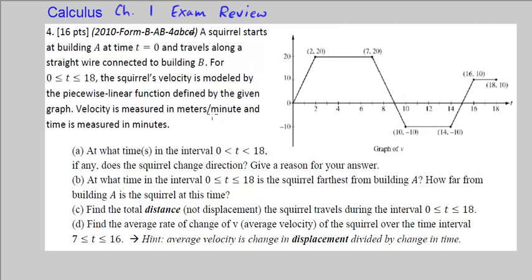Here we have the Calculus Chapter 1 exam review number 4. This one's just taken from the 2010 Form B of the AP Calculus AB exam, number 4. Very close, not exactly. Anyway, this problem is talking about a squirrel that starts at building A at time t equals 0 and travels along a straight wire connected to building B.